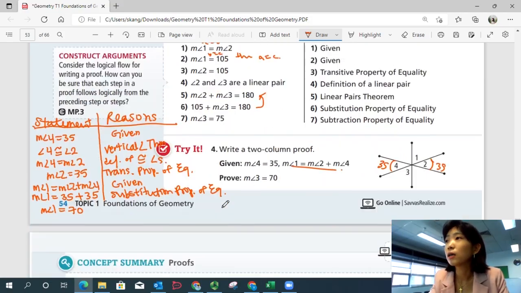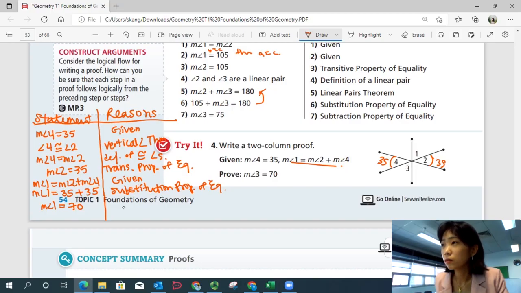And we can say that we simplified. And then what are we trying to prove? That measure of angle 3 is 70, right? Now we just proved that this is 70. How can we prove that measure of angle 3 is 70 as well? They're vertical angles, right? Before we talk about measures, we have to state that they're vertical angles. So angle 1 is congruent to angle 3 by vertical angles theorem.